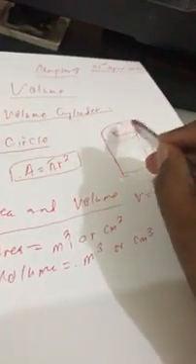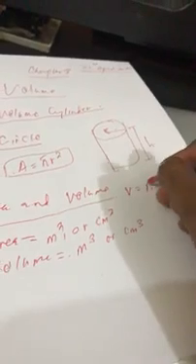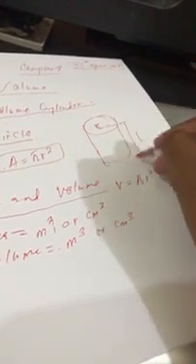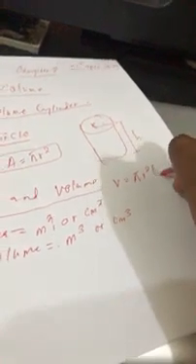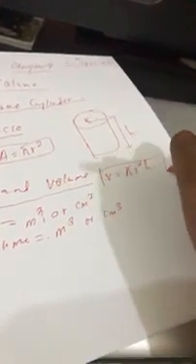So the volume of the cylinder will be the area of the circle. We know the area of the circle is pi r square, times the height as well. This would be the formula of the volume of cylinder. So if we want to calculate the volume of cylinder, we can find pi r square times height. Okay, so right now we made the formula.